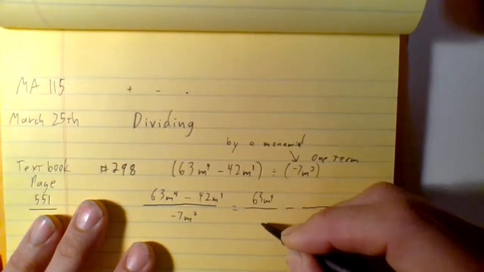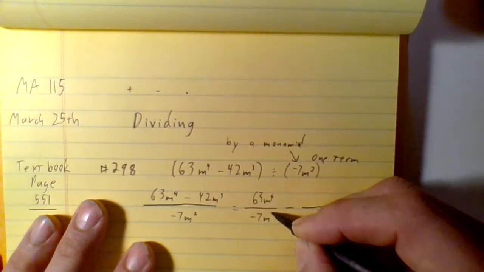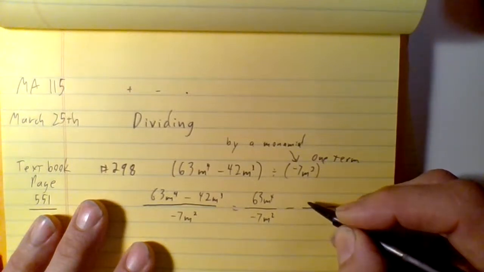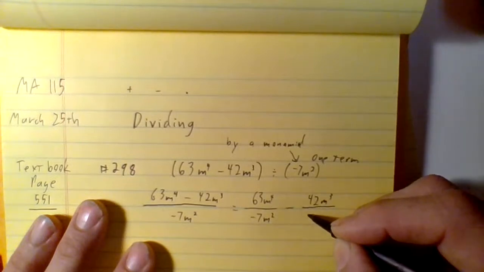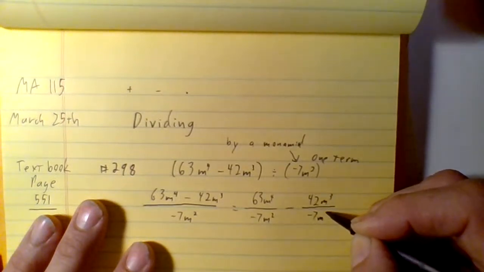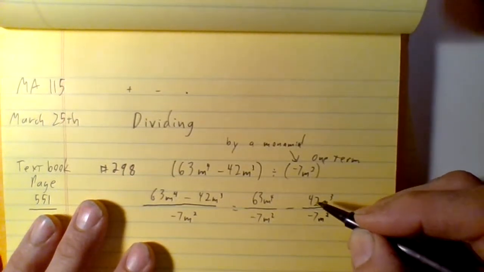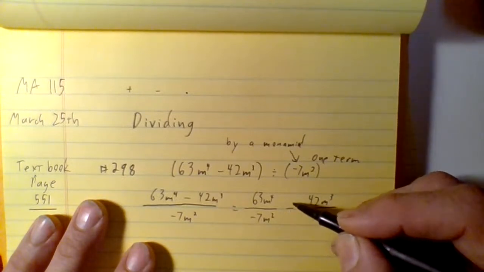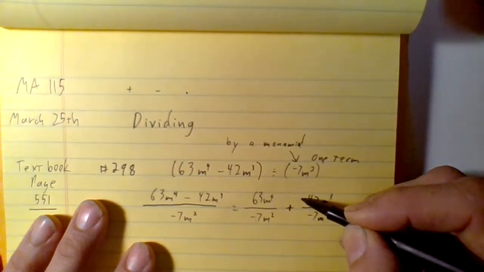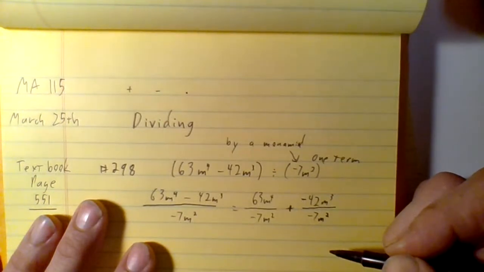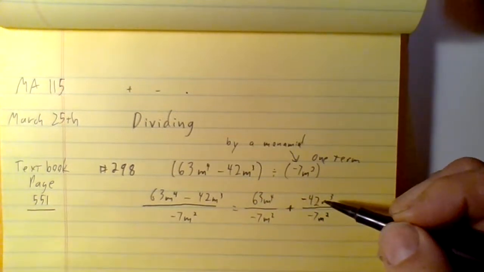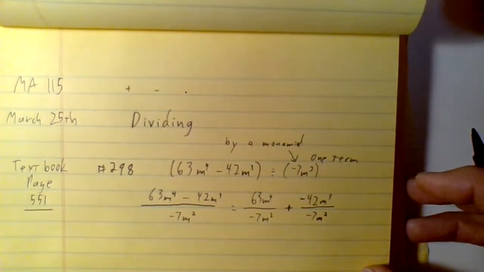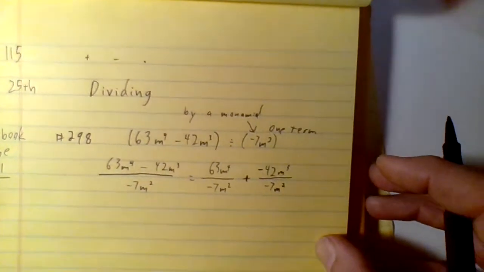63m to the fourth has to be divided by negative 7m squared. And the minus 42m to the third has to be divided by negative 7m squared. The way that I said that was negative 42. This is a minus, but I really want to think of it as adding the opposite. That's probably the better way to think of it. It's positive 63m to the fourth, and it's a negative 42m cubed. And we should be able to do each of these division problems.